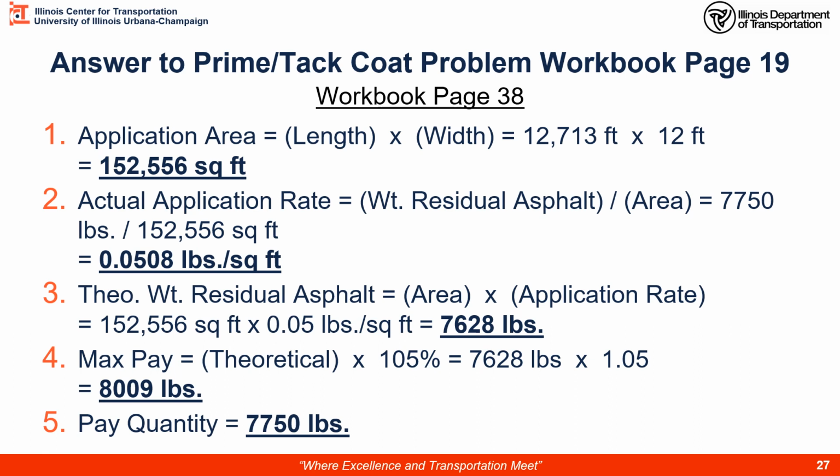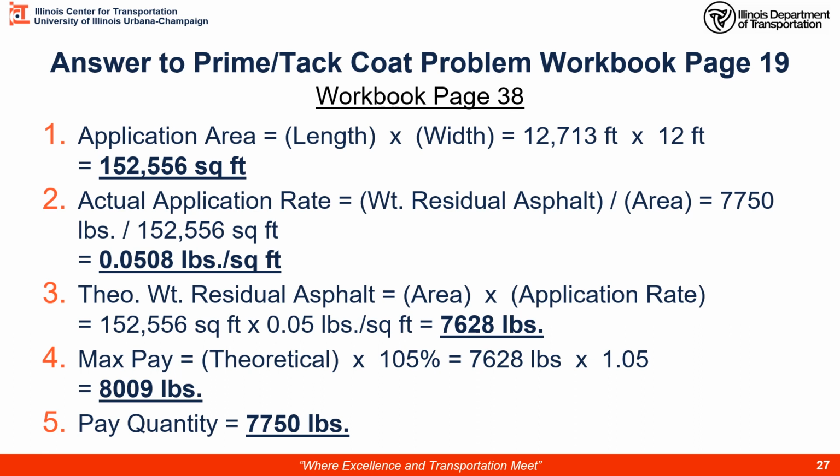We also take that area and divide the number of pounds actually applied by the area to come up with the rate that was actually applied, 0.0508. So the application rate is just a little bit heavier than the theoretical. So that's why our theoretical is a little bit lower than what was actually applied in our calculation.